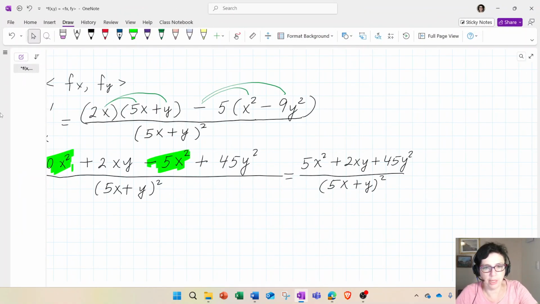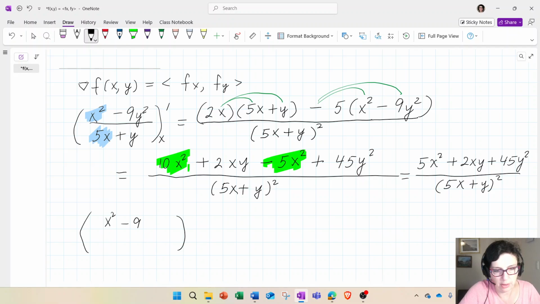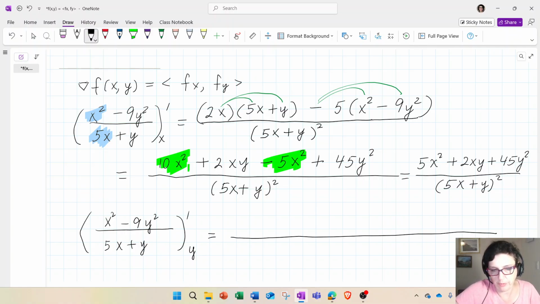Now we're going to do exact same thing, but now we're going to take the derivative with respect to y. So again, we are writing down our fraction. So it's going to be x squared minus 9y squared. And we divide that by 5x plus y. And now we're taking the derivative with respect to y. So again, quotient rule, the same story. We've got that bottom squared.